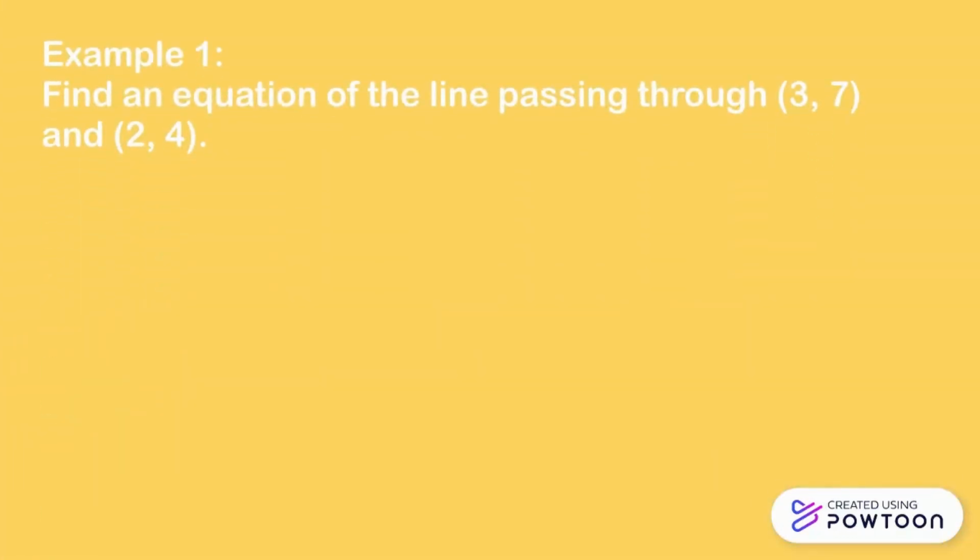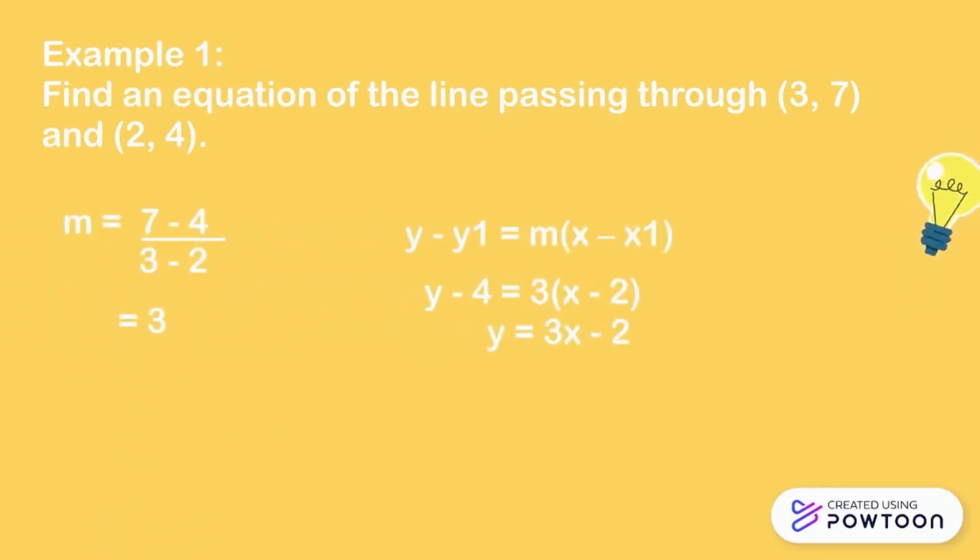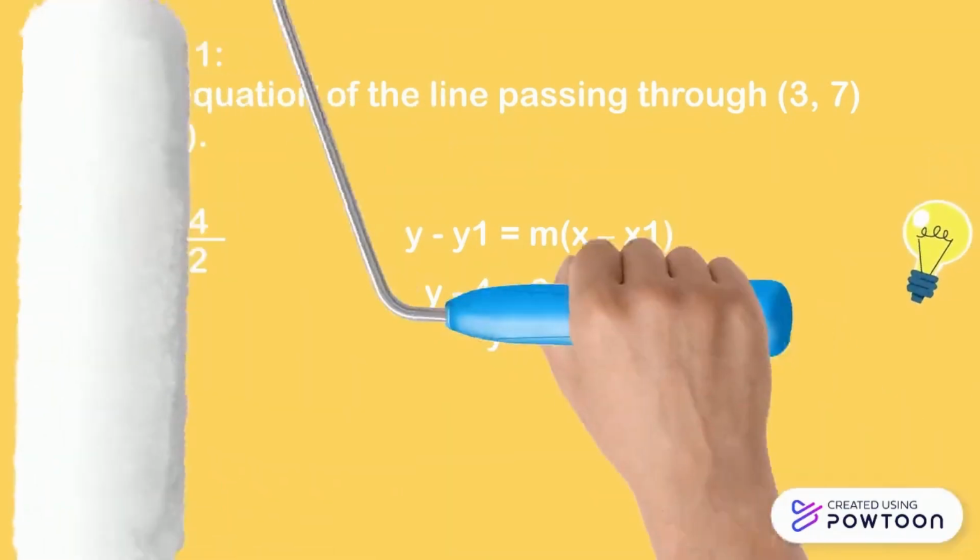Now let's try a question. For example 1, find an equation of the line passing through the coordinates (3, 7) and (2, 4). First, we find m. Here, m is 3, and later we substitute the 3 into the equation, and we find out the equation is y = 3x - 2.